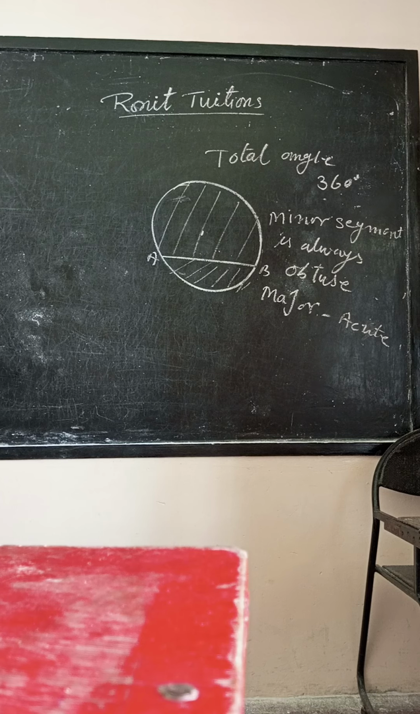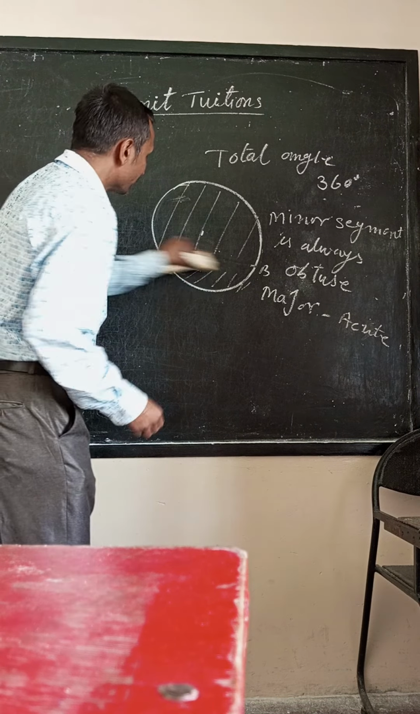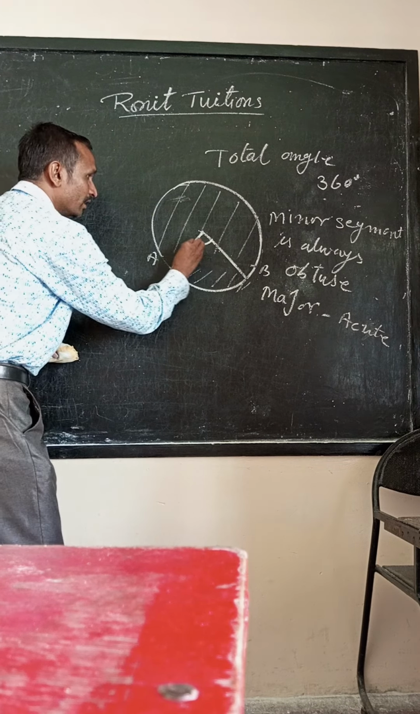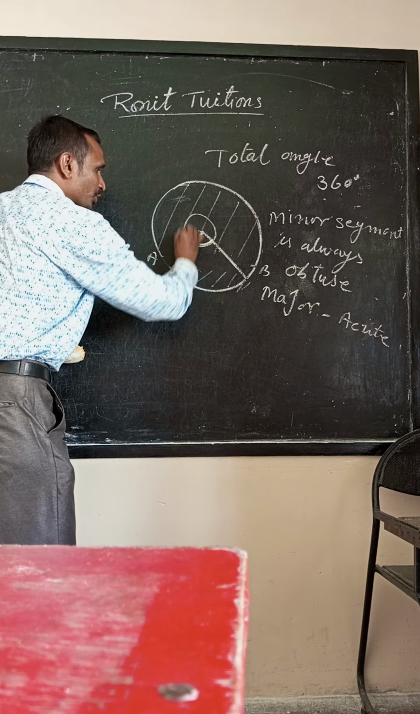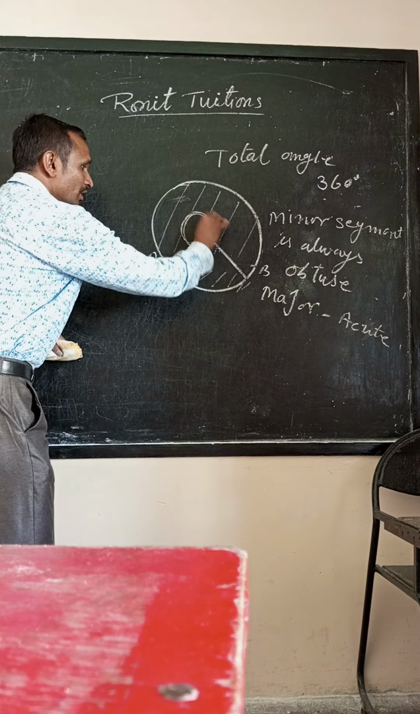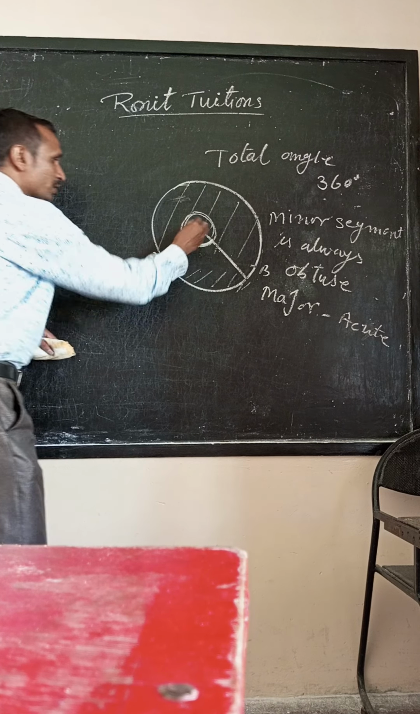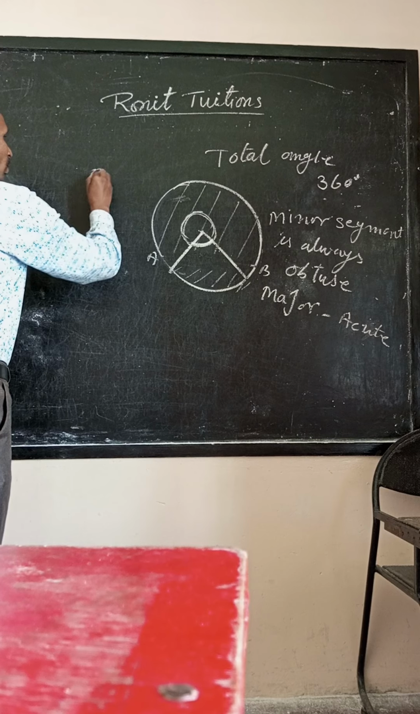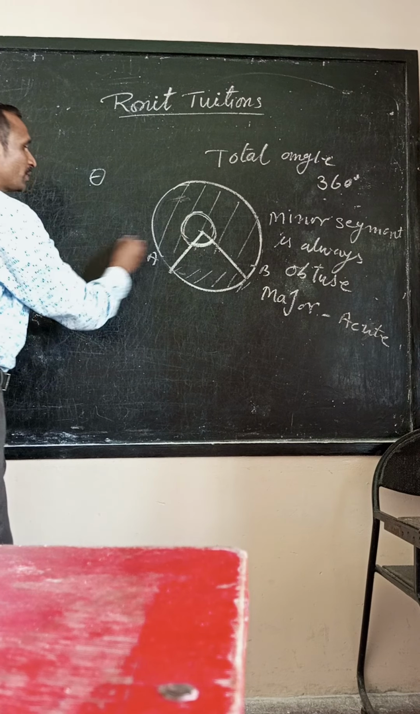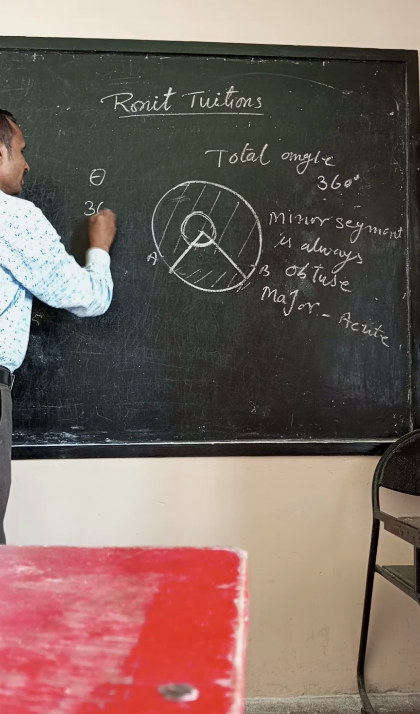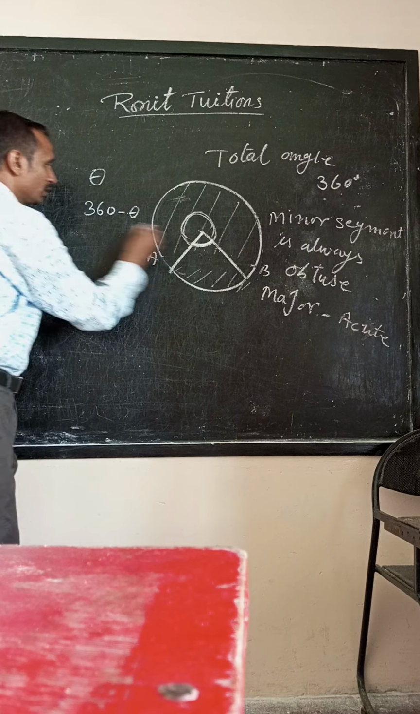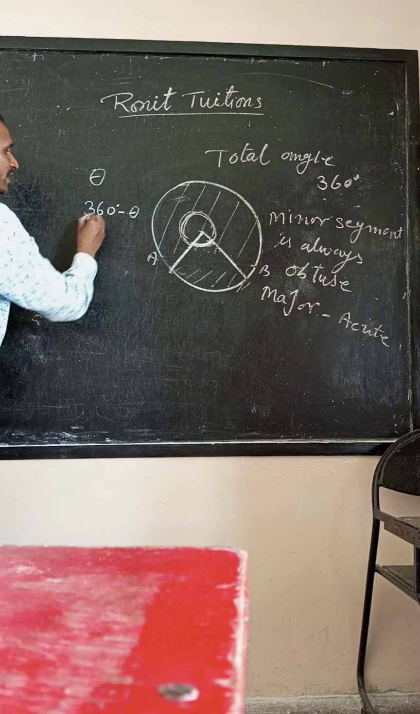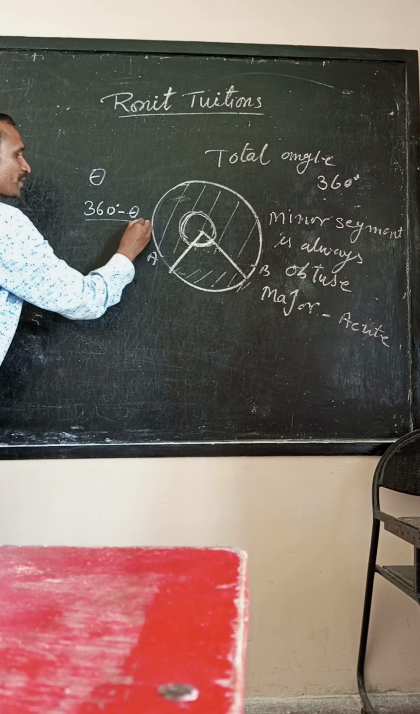Now, other angles in the sector. The total angle is not 360 degrees here. So let this angle be theta. Then what will this angle become? 360 minus theta, because the total angle is 360 and this angle is theta.